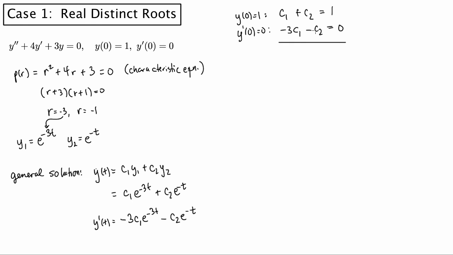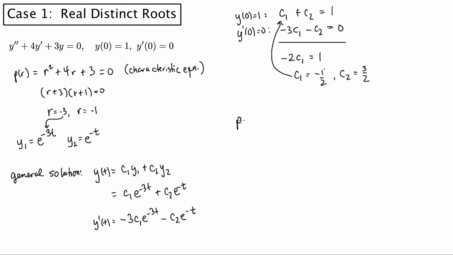And so if we add the two equations together, we're going to eliminate the variable C2. So I'll go ahead and do that. If we add down, we get minus 2C1 equals 1. And so C1 is -1/2. And C2 is 3/2. So to find C2, I plugged C1 back into the first equation and then solved for C2.